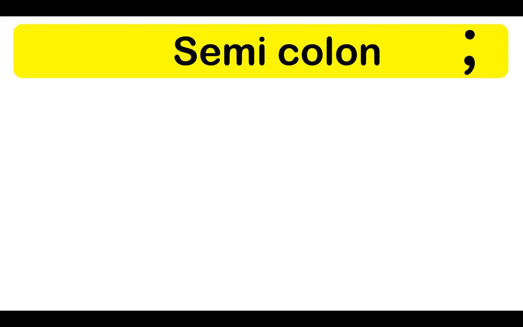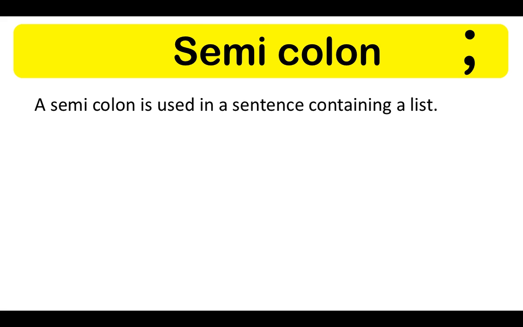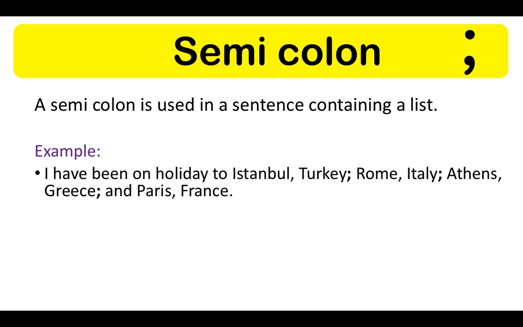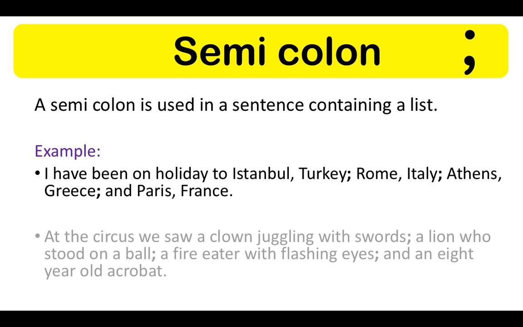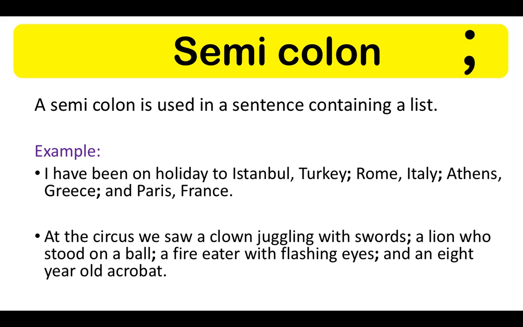A semicolon can also be used in a sentence containing a list. For example, I have been on holiday to Istanbul, Turkey; Rome, Italy; Athens, Greece; and Paris, France. Another example is, at the circus we saw a clown juggling with swords; a lion who stood on a ball; a fire eater with flashing eyes; and an 8-year-old acrobat.